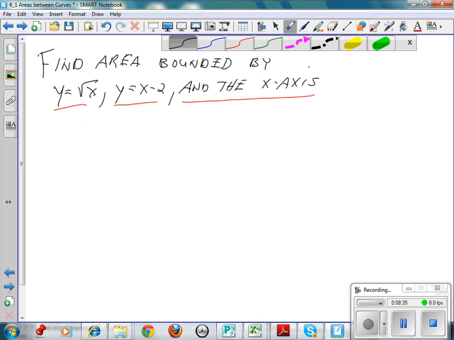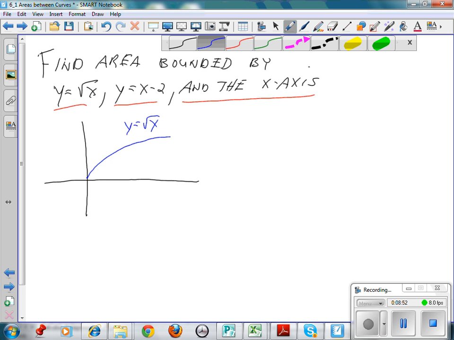So what's the first thing to do? Correct. You wanted to draw it. Good answer. Y equal the square root of x. What does that look like? Well, that's kind of like that. Okay. Y equal the square root of x.